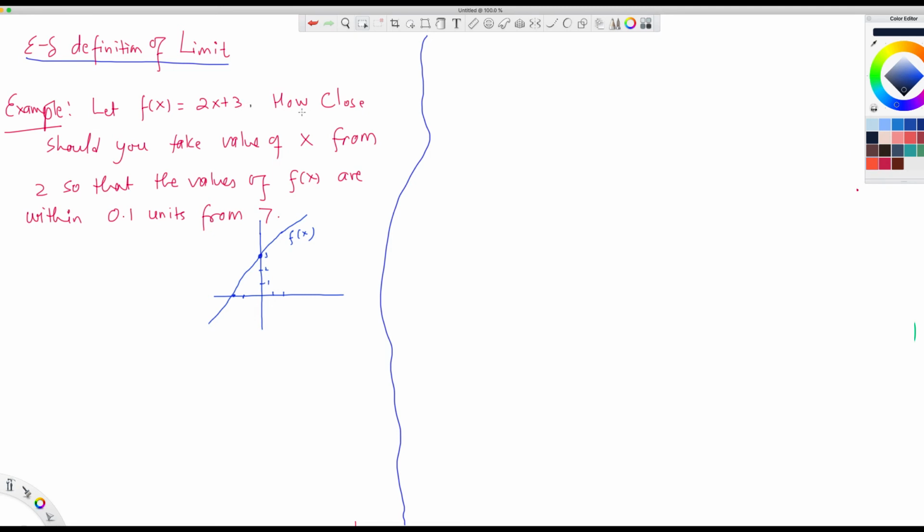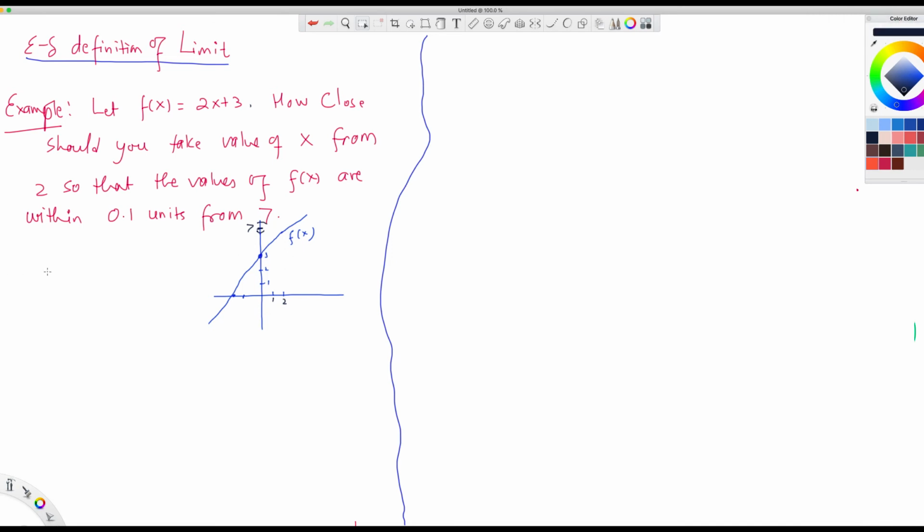And the question is, how close should you take values of x from 2? How close should you go to 2 from the left and right, so that the values of f(x) are within 0.1 units from 7? Suppose that is 7. So how close should you go to 2 so that the height of the function will be within 0.1 units from 7, that is 6.9 through 7.1? That's what it is asking.